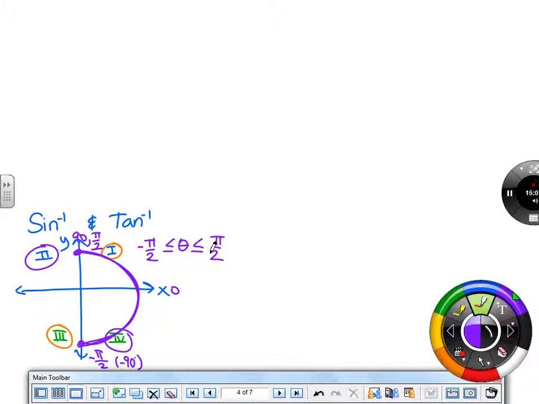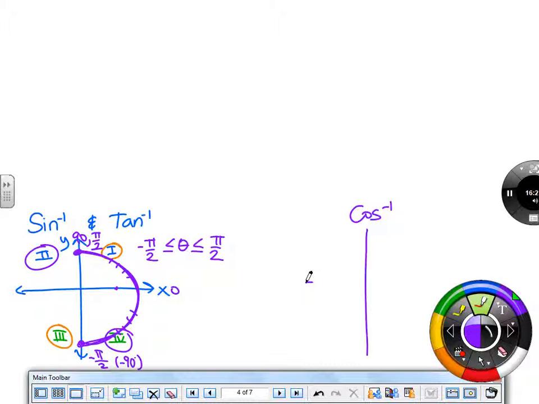But they can't use these same quadrants for the cosine because all the points in quadrant 1 have the same cosine as the points in quadrant 4, right? Because they would have the same x-coordinate. So we don't want the overlapping ones. We want one of each, okay? So for cosine, we have to pick a different area.